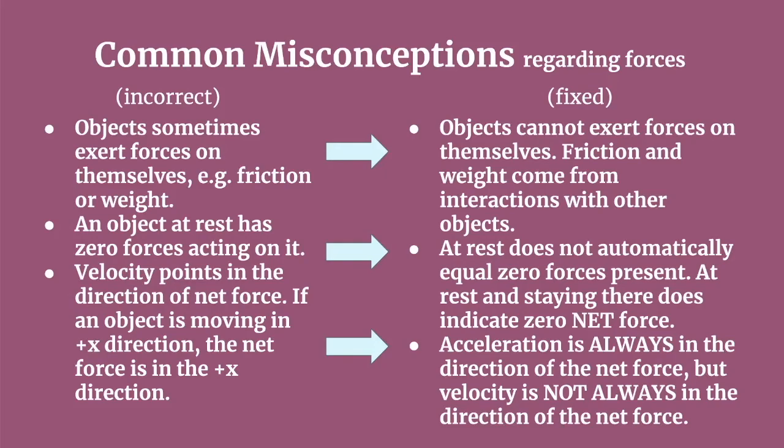For the last one, just remember that acceleration is always in the direction of the net force, but velocity may not be. For example, if I'm biking forward and then I'm slowing down, I'm accelerating backwards and my net force is backwards, but my initial velocity is forwards.